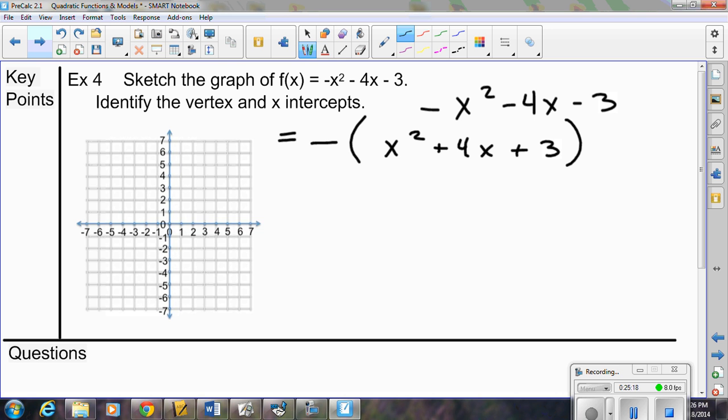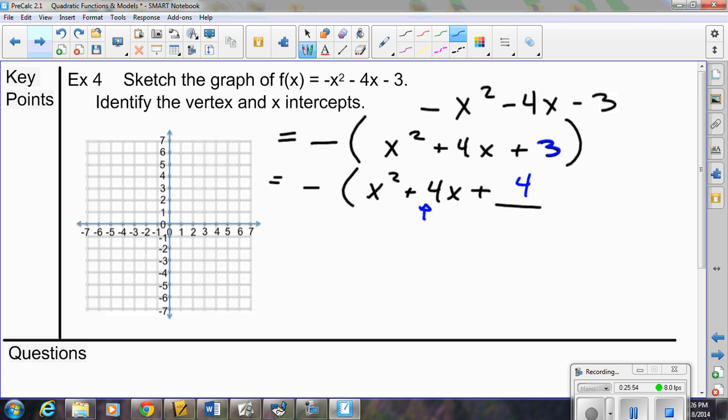We would still need to do completing the square. So I'm going to look at it and say x squared plus 4x. What is the piece I'm going to need for completing the square? Well, take the 4 and cut it in half. That's 2. Take the 2 and square it. That's 4. In order to complete the square, I need this number to be a 4. But I actually don't have 4. I only have 3.